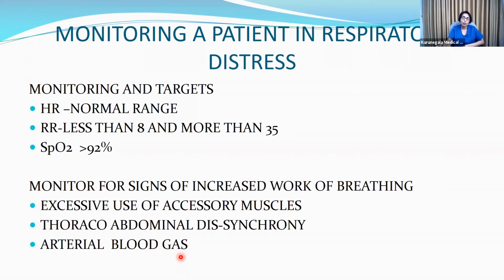In addition, these patients should be monitored for signs of increased work of breathing. What are they? Excessive use of muscles, thoracoabdominal dysynchrony, and when these things are there, better to do an arterial blood gas. In arterial blood gas, look for increasing PaCO2 level, that's partial pressure of arterial carbon dioxide going above 45.